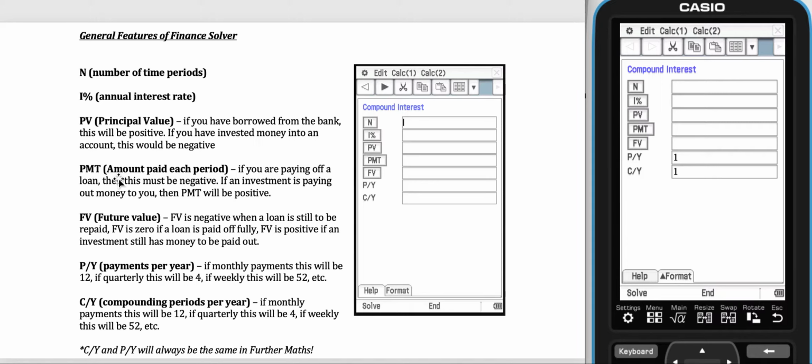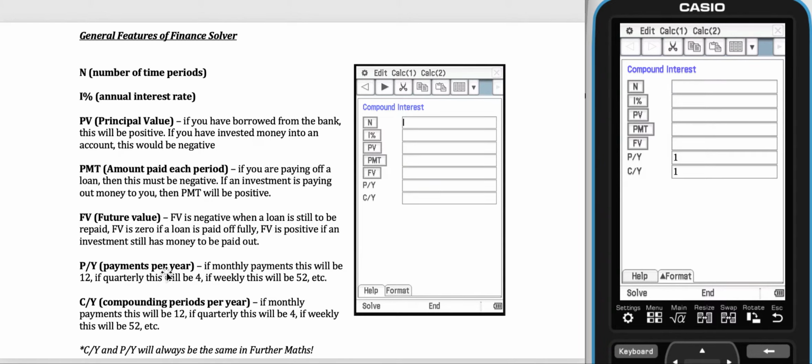PMT stands for payment. That's the amount paid each time period. So if you're repaying the loan each month or each week, that's the amount of money that you will have to pay. FV stands for future value, so that's what the balance of the account is going to be at some point in the future. Often if we're trying to work out when the loan's fully paid off, we'll put the future value in as 0, because that means that you owe $0.